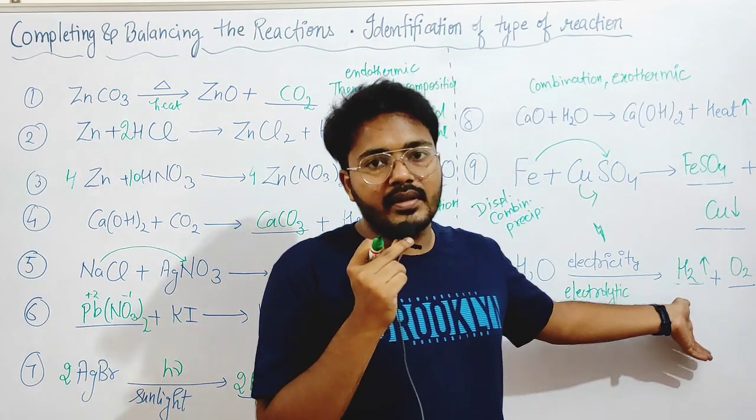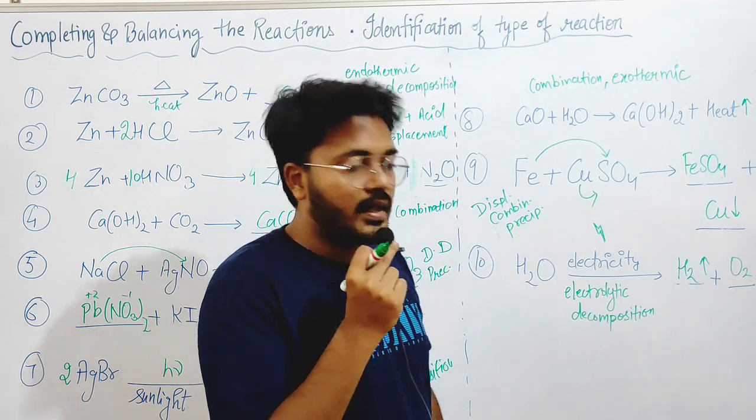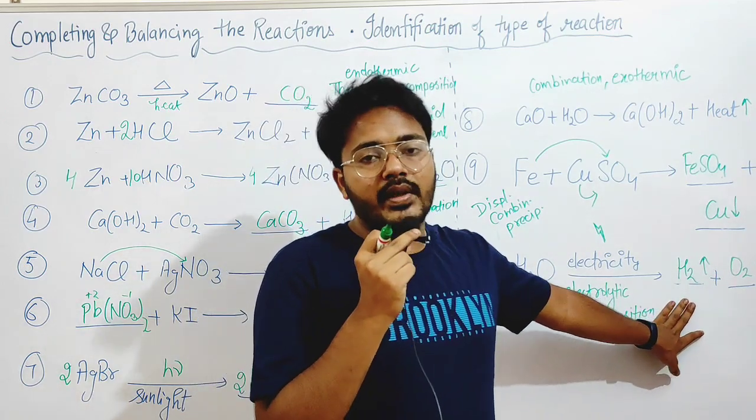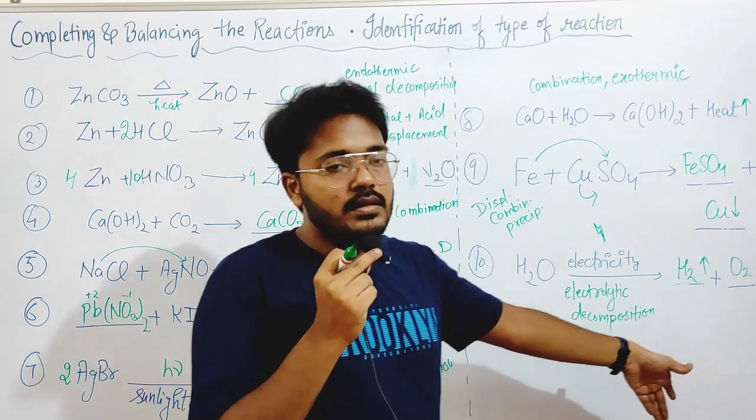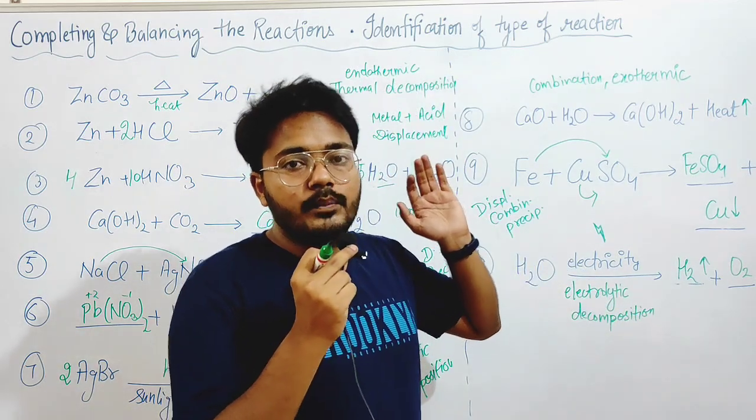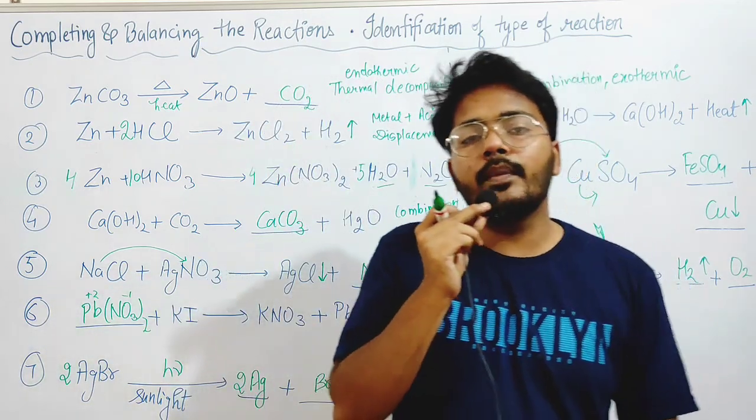Hydrogen is generally positive in nature, so it will move toward the negative electrode, that is the cathode. So hydrogen will be liberated from the cathode, and oxygen is negative in charge. It will be attracted towards the positive electrode, that is the anode. So oxygen will be liberated from the anode.